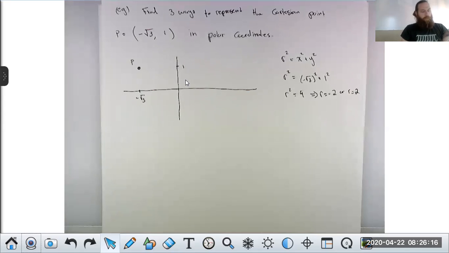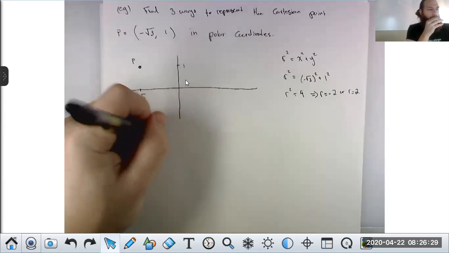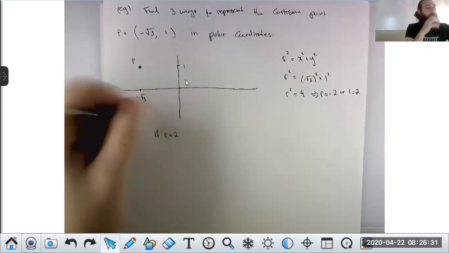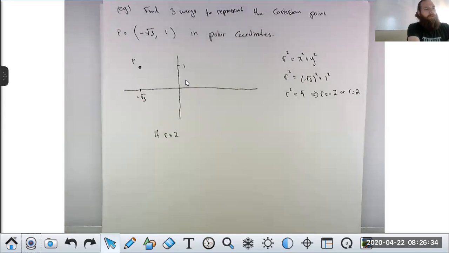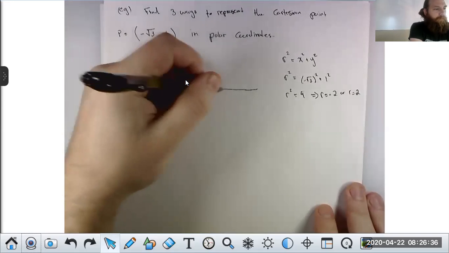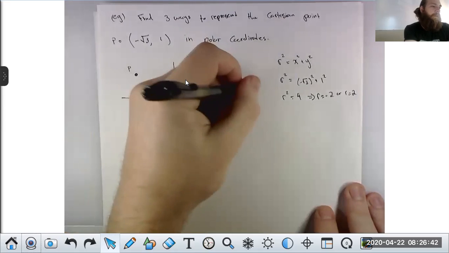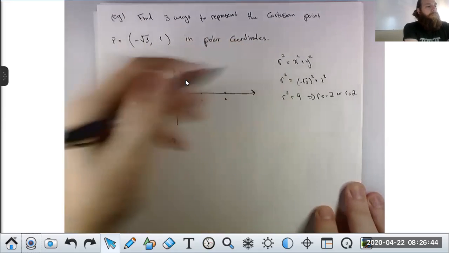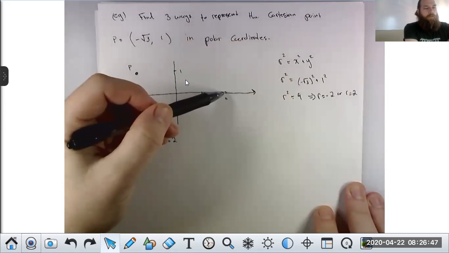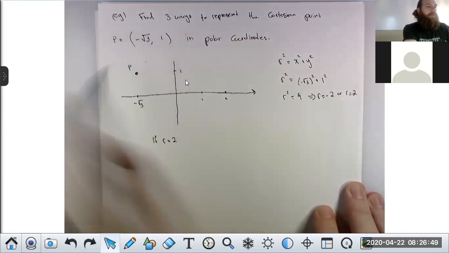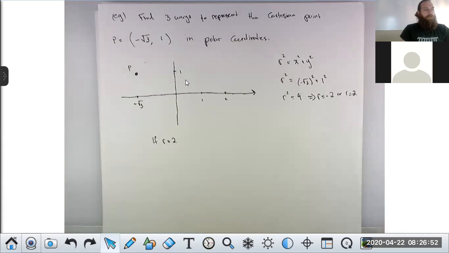So we can come up with polar coordinates where r is negative 2 that get you to this point, and we could also come up with polar coordinates where r is positive 2 that get you to this point. Let's do both. If I choose to think of r as being 2, and I walk out along my polar axis to the radius 2, how far around do I have to spin before I get to P? How do we find theta?